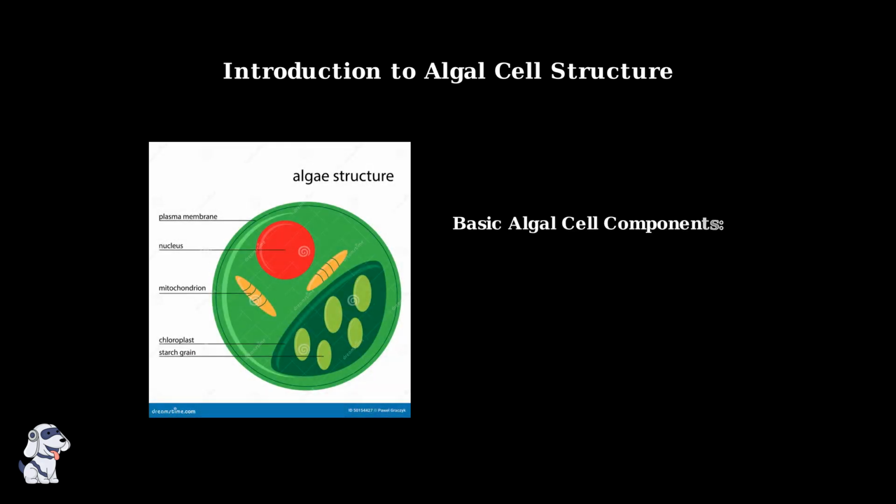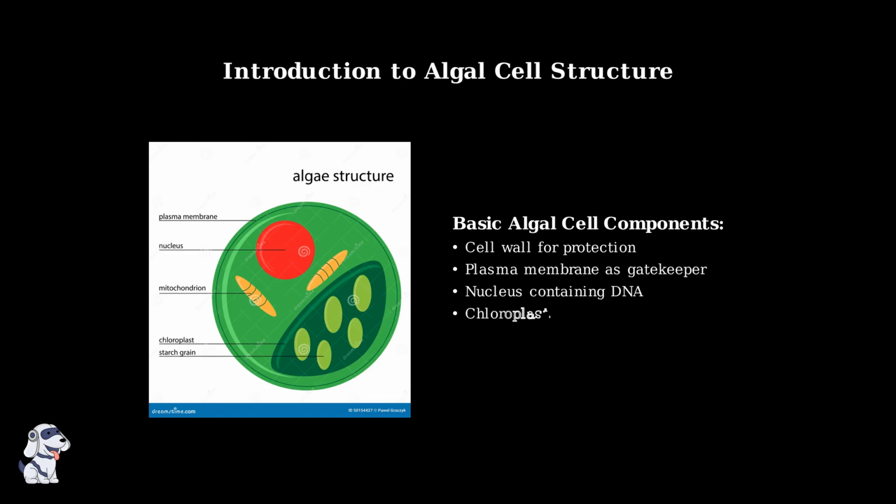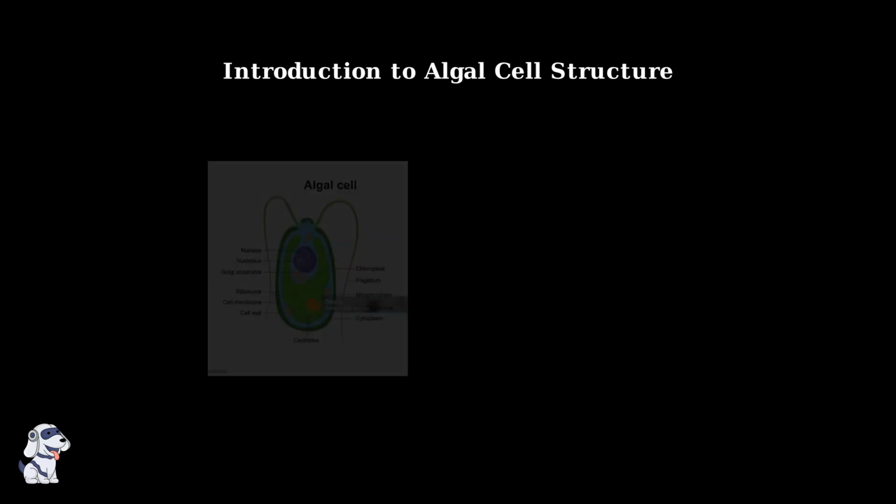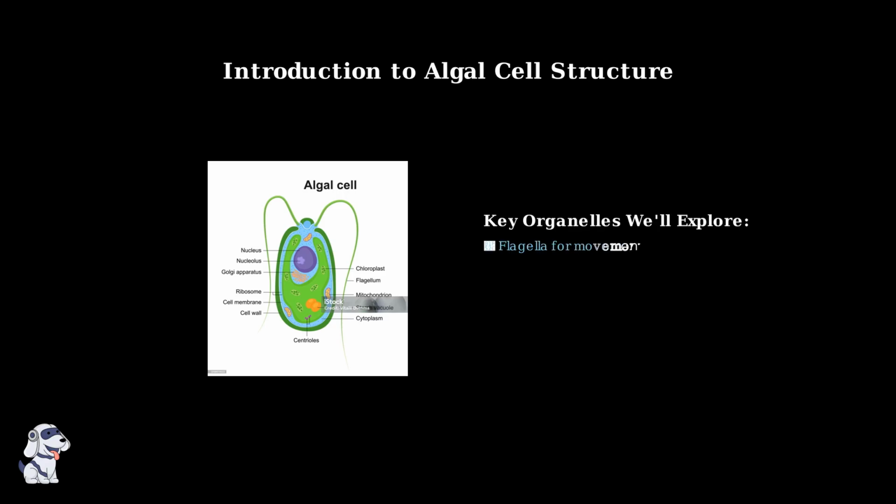They range from tiny single celled organisms to massive seaweeds. To understand how algae accomplish this amazing feat and why they're so valuable for biotechnology applications like biofuels and food production, we need to examine their cellular structure. Let's take a closer look at a more detailed algal cell diagram. This shows us the intricate organization of organelles that work together to make algae such efficient photosynthetic organisms.